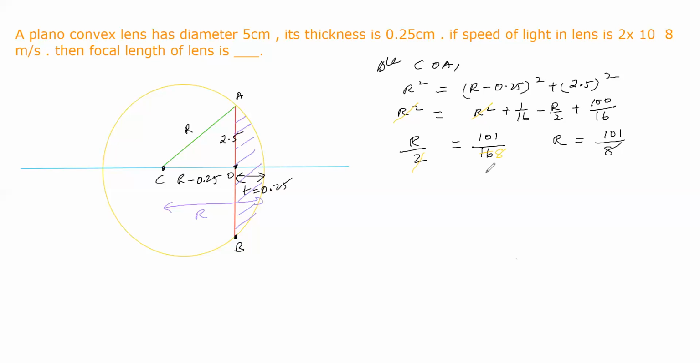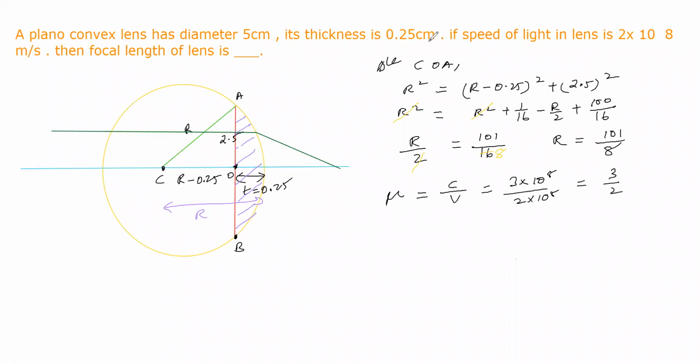Next we are going to find the refractive index of the lens. The formula for absolute refractive index is mu equal to C by V. C is 3 × 10^8 meter per second, and V is given here as 2 × 10^8 meter per second. So here we are getting mu as 3 by 2.